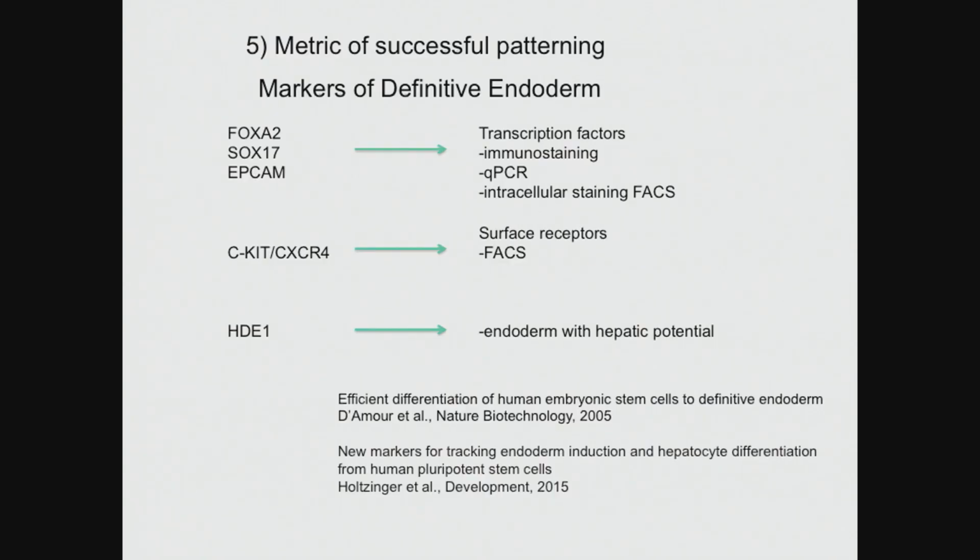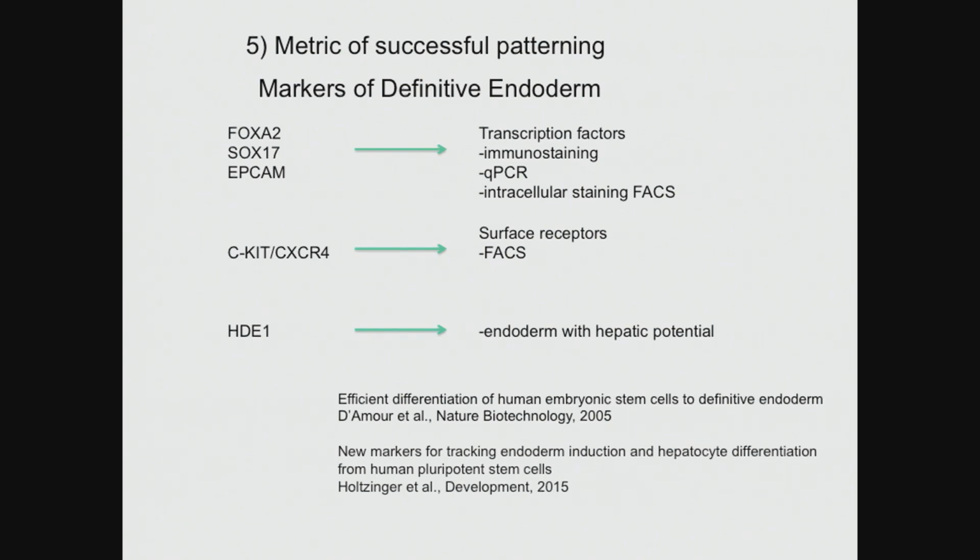And then, so what are your options for this metric of, okay, I've reached definitive endoderm? There's many choices. Looking for expression of these key transcription factors, FOXA2 and SOX17, either by immunostaining or by flow cytometry using intracellular FACS, being more quantitative. And of course, qPCR is used, but that doesn't really tell you how many of your cells are definitive endoderm, so we don't tend to use that.